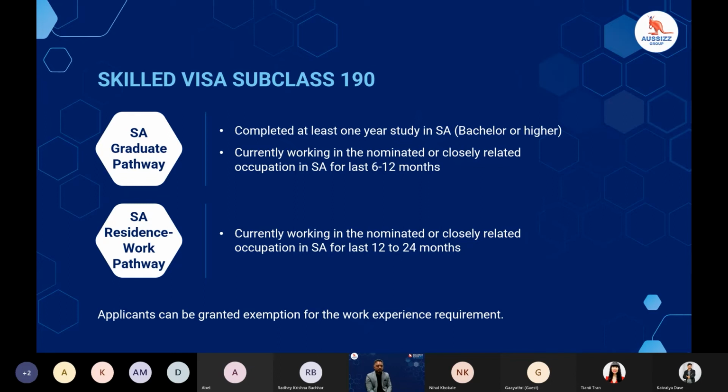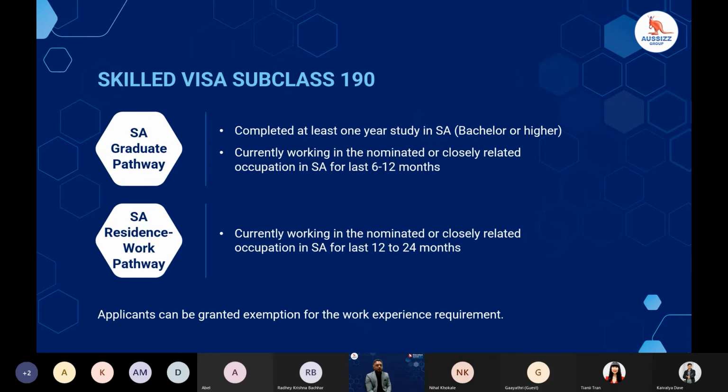Once you meet both the criteria, you apply for a state nomination with the South Australian government. Unlike New South Wales, Victoria, and Canberra, where they have a pre-invitation process, there's nothing like that. In South Australia, what you do is simply collect all the documents once you meet the criteria and submit an application with the South Australian government. If they're satisfied, they'll approve your state nomination and you receive the invitation in your SkillSelect.